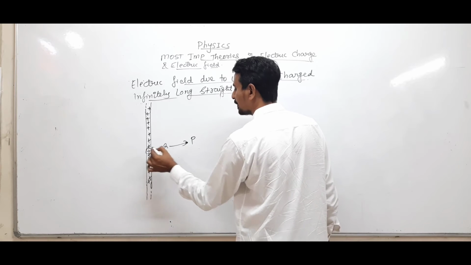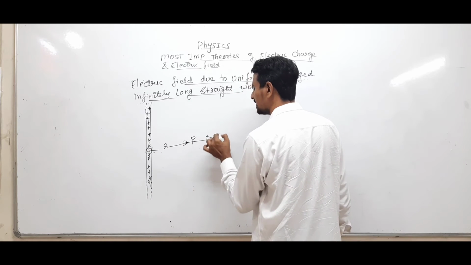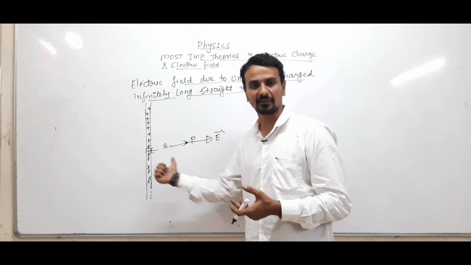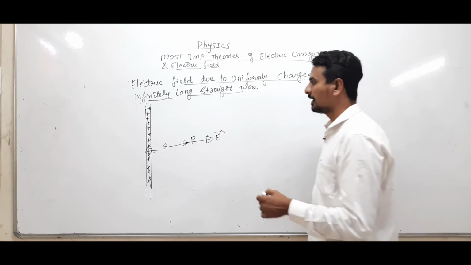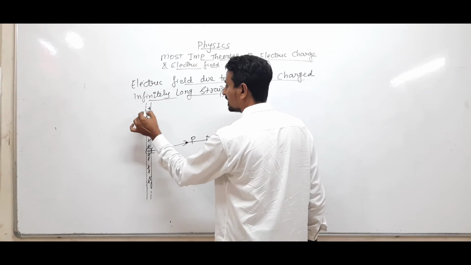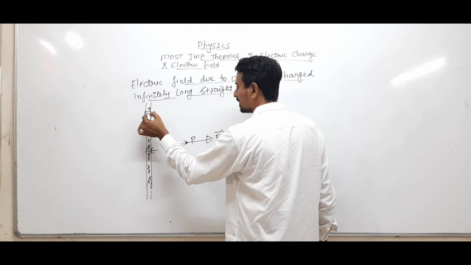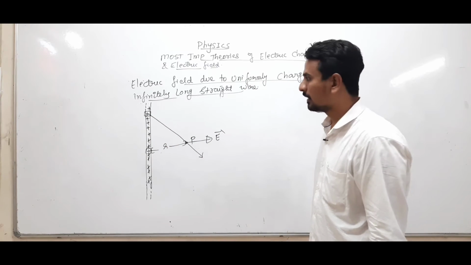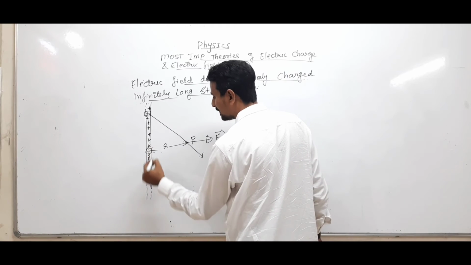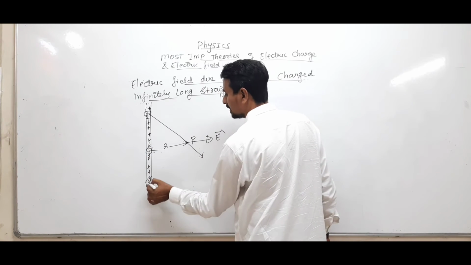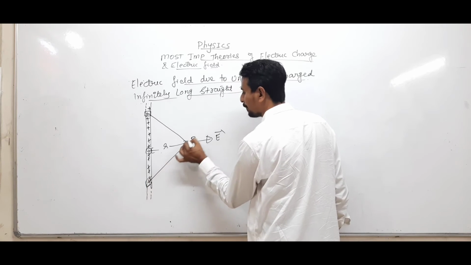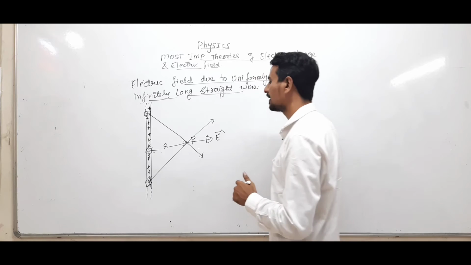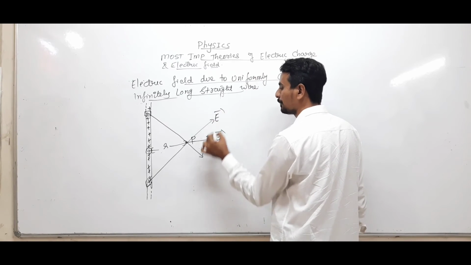So this charge will produce an electric field in this direction, away from the point. We already know that the direction of the electric field is away for a positive charge. If we consider this charge, its electric field will be in this direction. If I consider a charge here, it will produce an electric field at point P in this direction. If this distance and this distance are equal, this electric field will have two components.